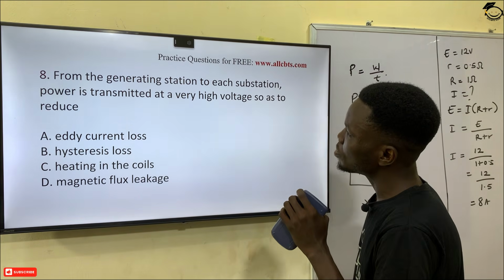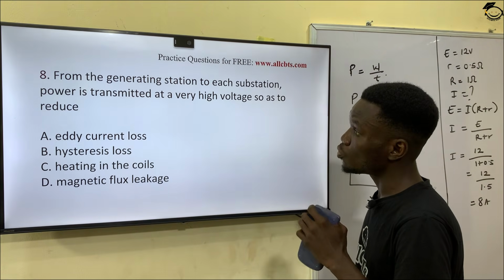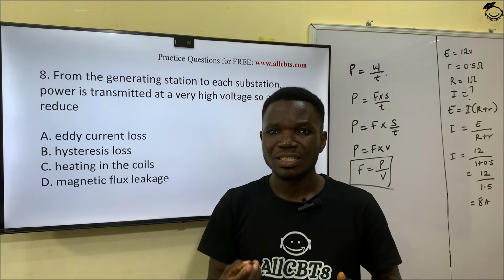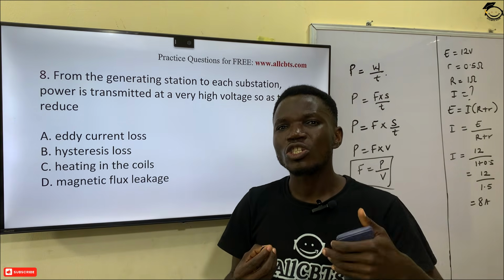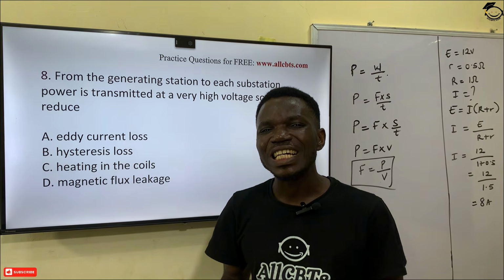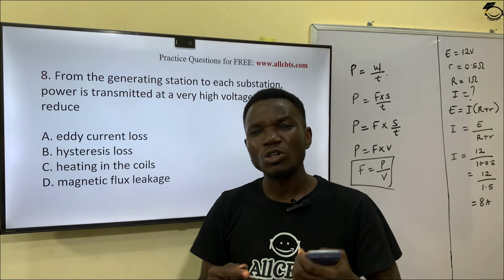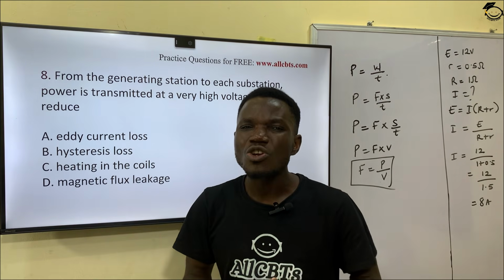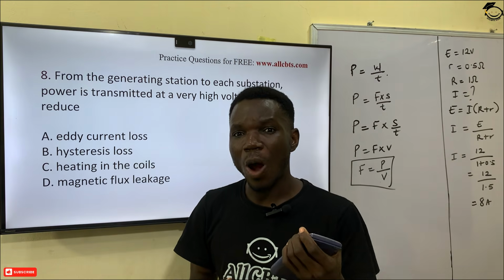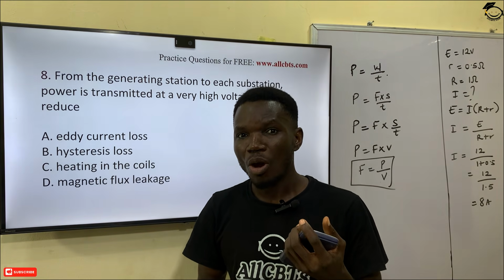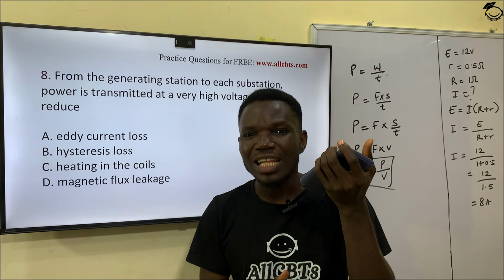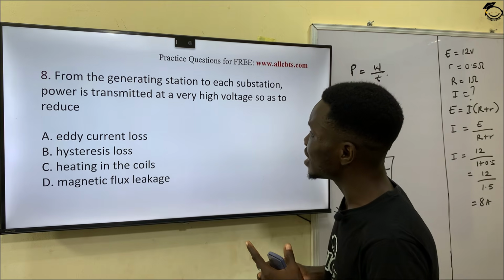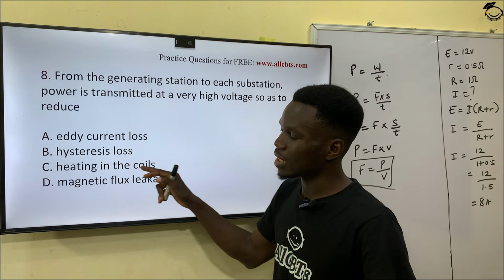So that takes us to question number 8, which says, from the generating station to each substation, power is transmitted at a very high voltage so as to reduce what? So they are saying that whenever you are trying to transmit power from the station to the substation to the smaller stations, they always increase the voltage. Why do they increase the voltage? The voltage is increased so as to reduce the heating in the coils, so that the coils will not be heated up. Because if the voltage were lower and the current is higher, then the coils will be heated up. But when the voltage is higher, the current is reduced, and thereby the amount of heat generated within the coils will be reduced. So the correct answer to this question is to reduce the heating in the coils. So the correct answer is option C.